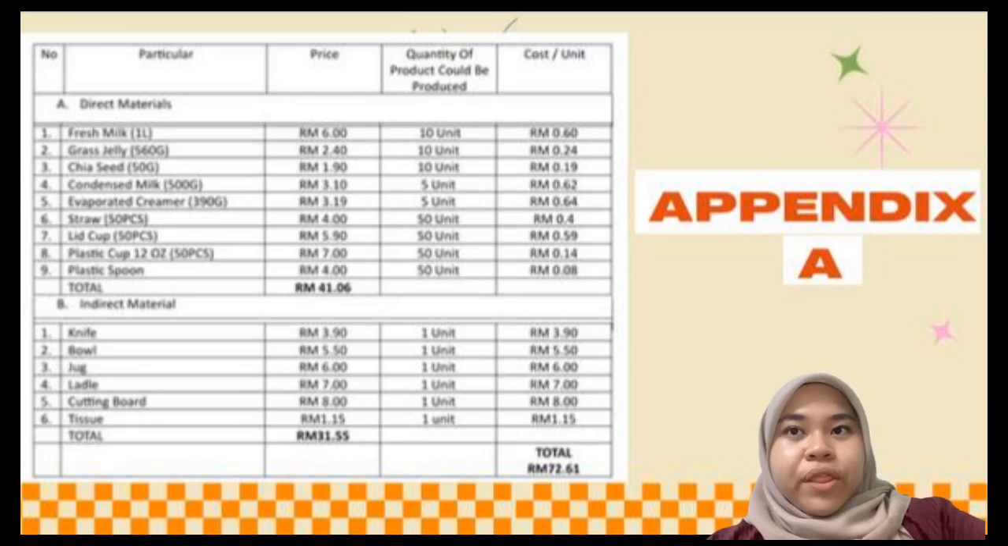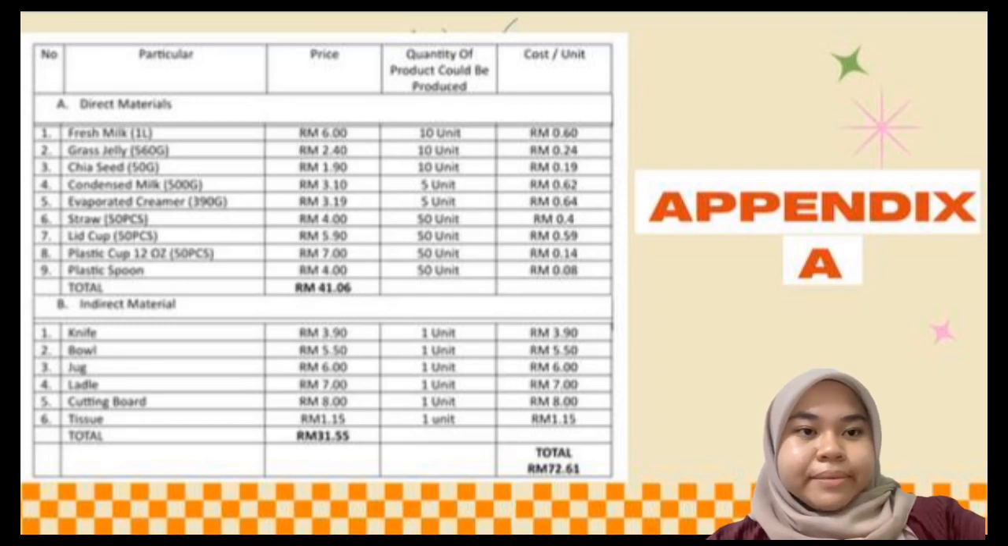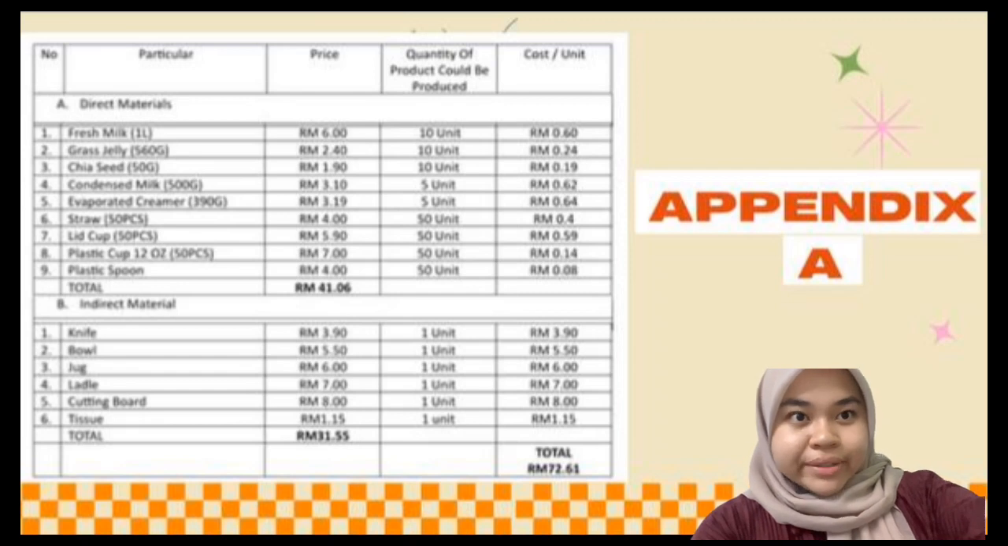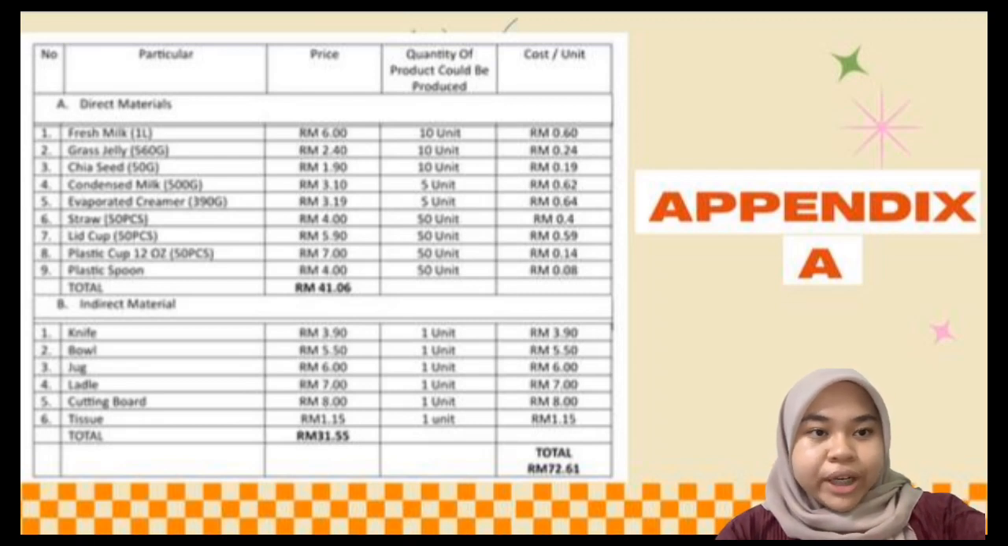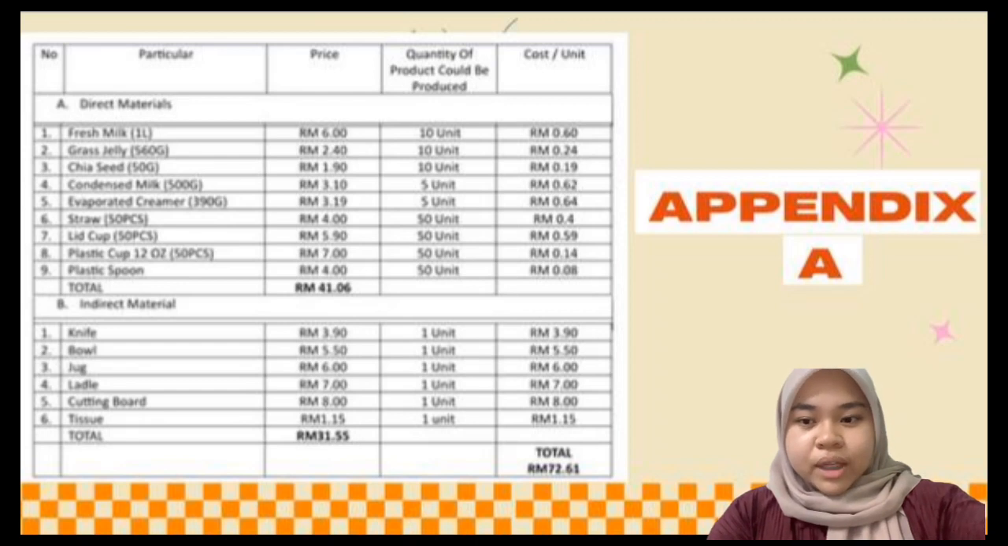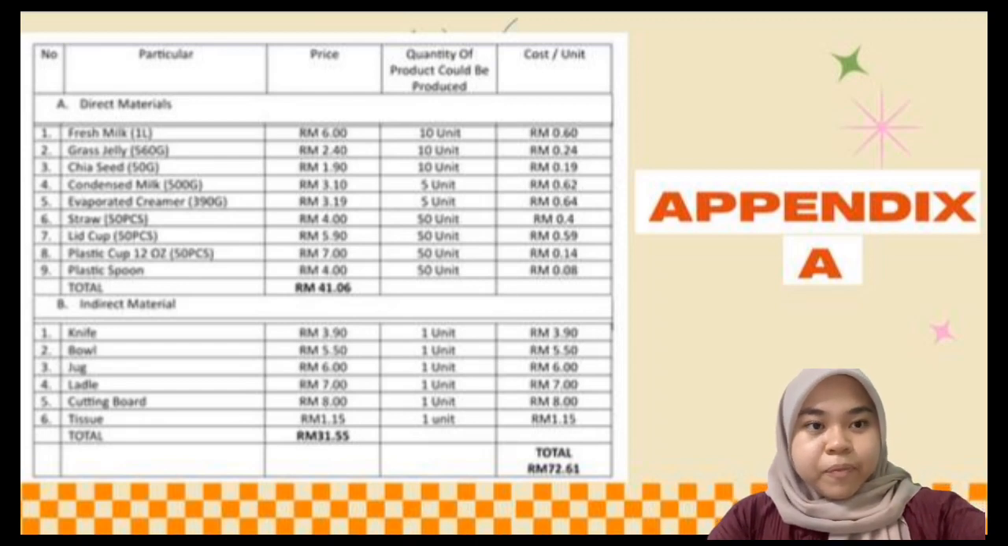So the total for the direct material is RM41.06. I will proceed to indirect material. This particular is knife. The price of the knife is RM3.90, the quantity of product that could be produced is 1 unit, and the cost per unit is RM3.90. Number 2 is bowl. The price of the bowl is RM5.50, the quantity is 1 unit, and the cost per unit is RM5.50.